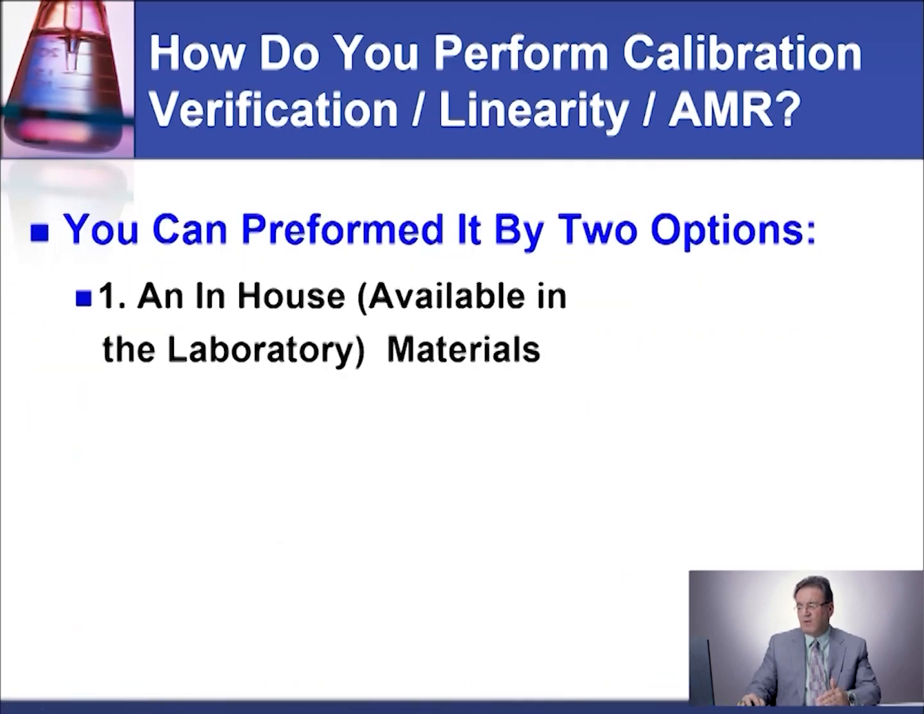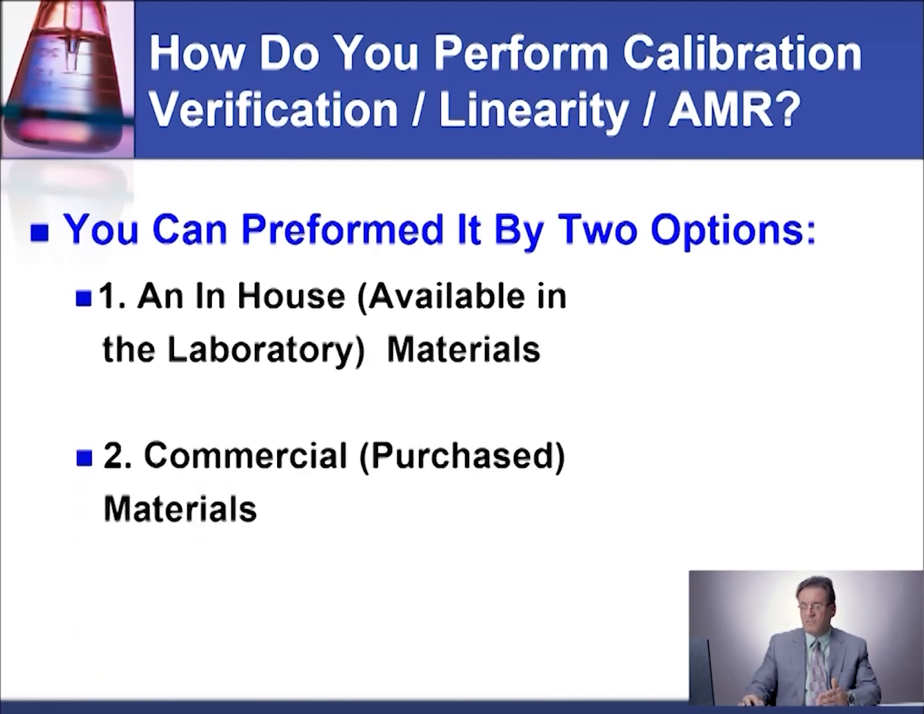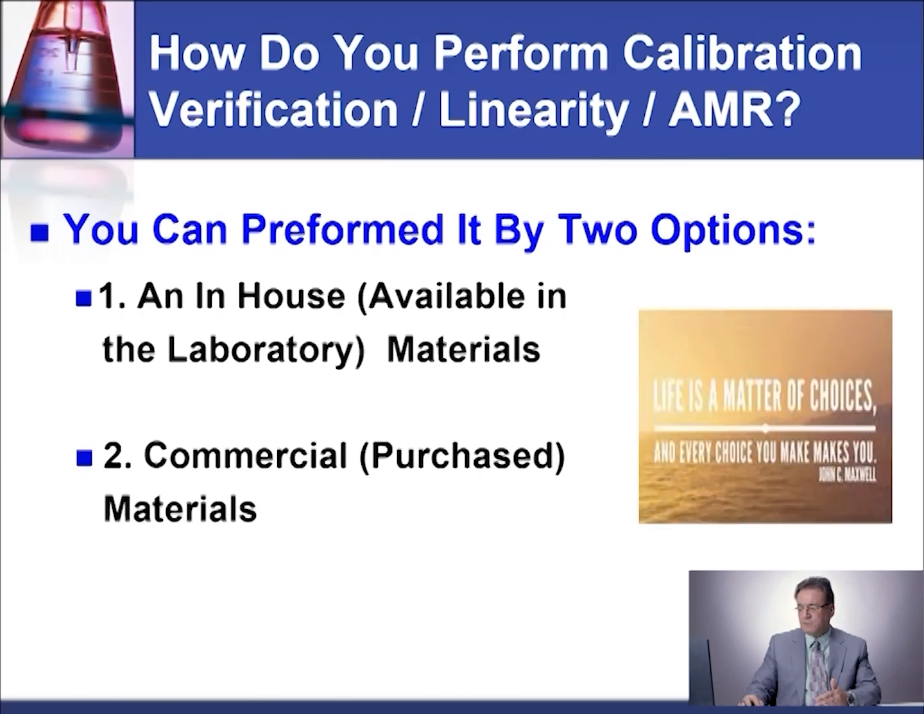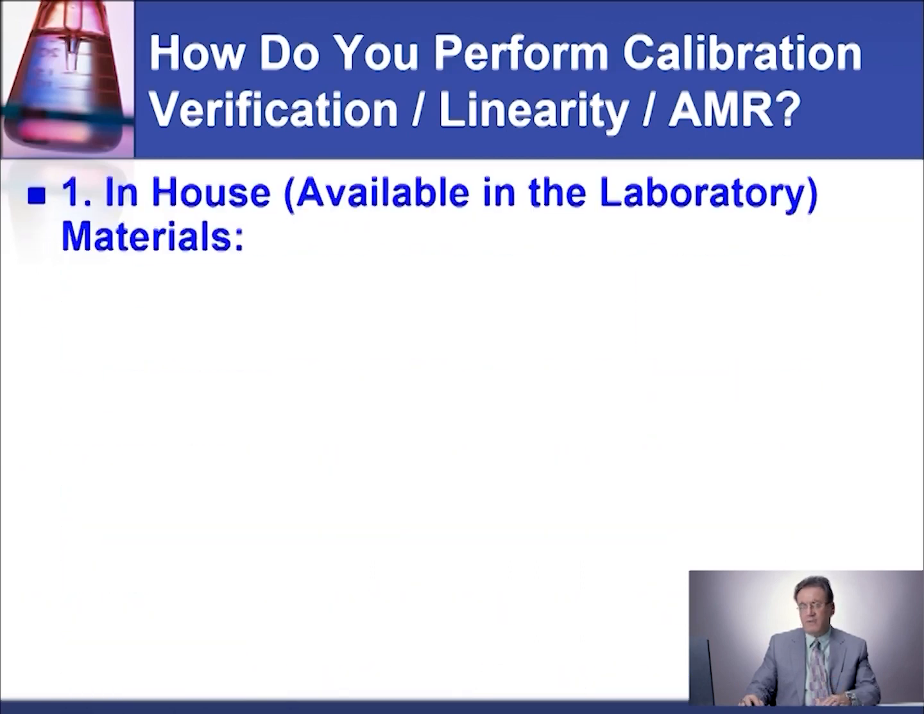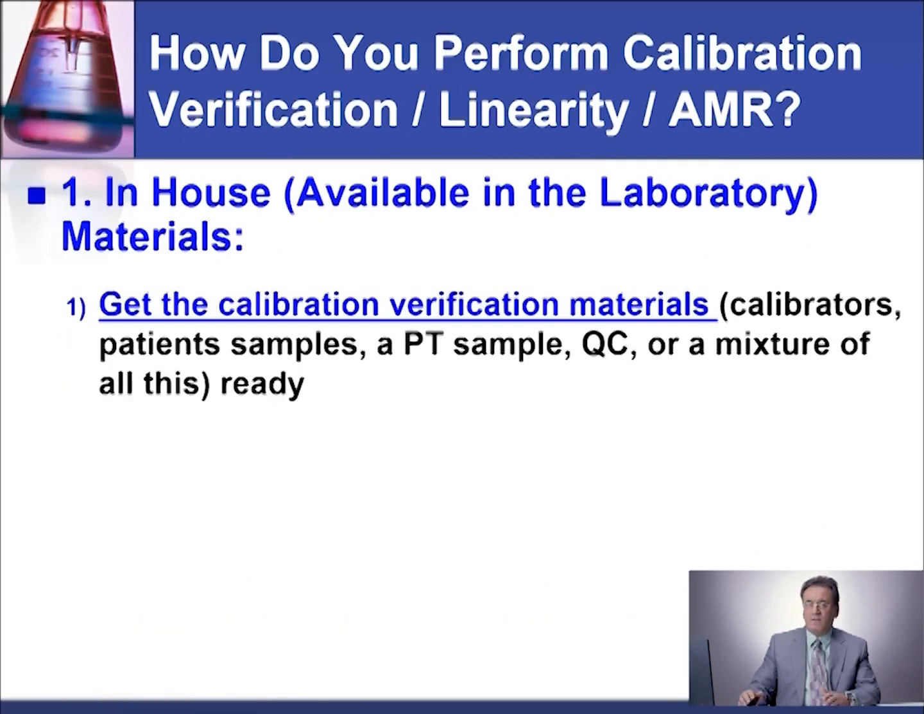You can perform it by two options: an in-house available in the laboratory material like the calibrators, patient samples or QC, or previously analyzed PT, or commercial purchase material. So in this lesson, we'll talk about the in-house method. Okay. How do you do it? If you get your materials gathered together, whether they are patients, they are QC or calibrators, okay.